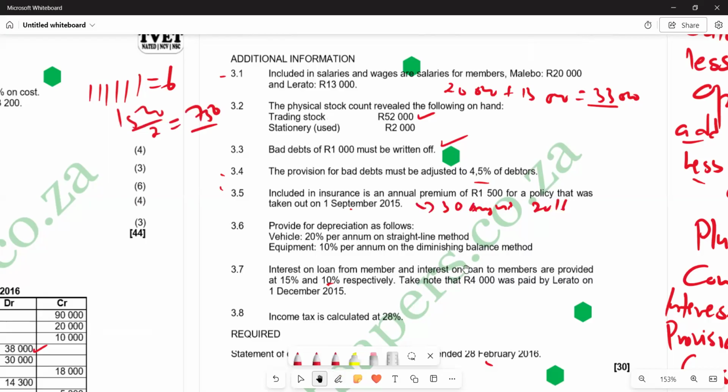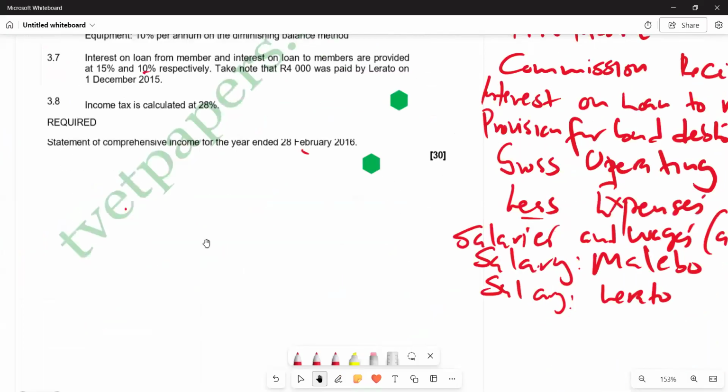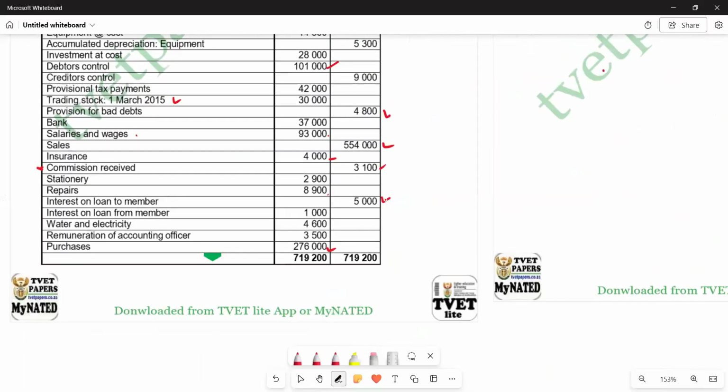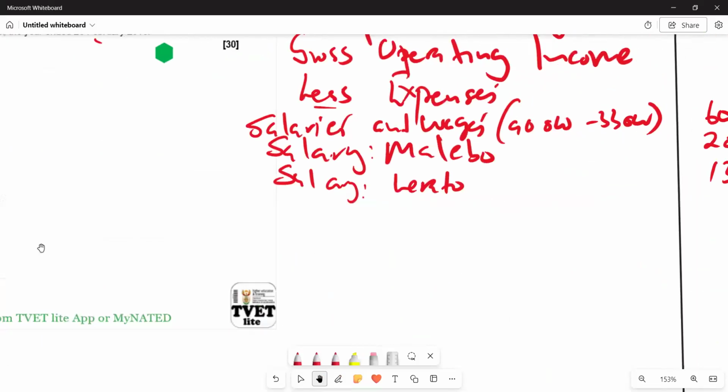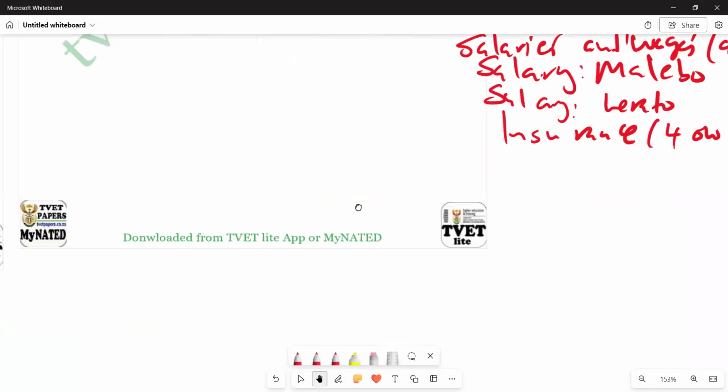So here we are saying all the figure for insurance that we have, which is 4,000, we are supposed to subtract 750. So we're saying insurance, and we are saying 4,000. We subtract our 750, and the answer that we are supposed to get there is 2,250. So this is what we have. And then after insurance, we go and check again what we have.